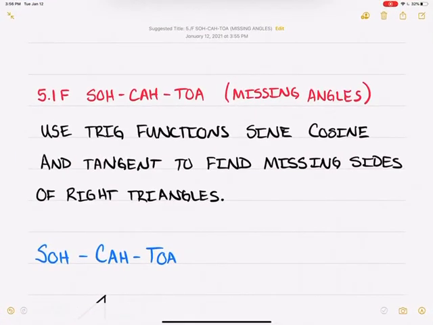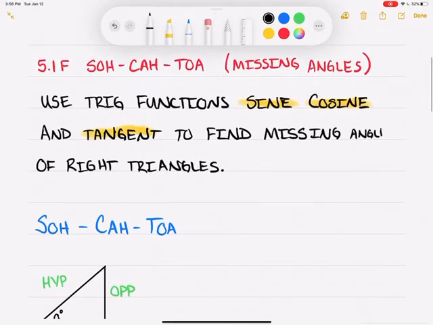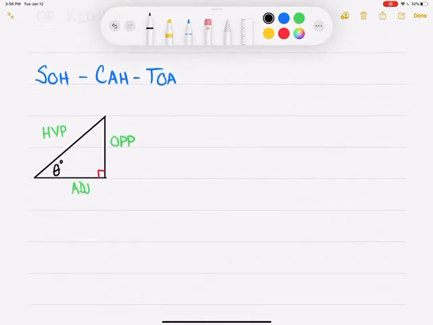Okay guys, today we're going to talk about finding missing angles, again using SOH-CAH-TOA to help us do that. So we're going to use the trig functions sine, cosine, and tangent to help us find missing angles of right triangles. So we talked about SOH-CAH-TOA, meaning it's sine, cosine, and tangent. Based on what legs we're using, kind of helps us determine which SOH-CAH or TOA to use. Now, everything's off of the angle, from the angle's perspective.